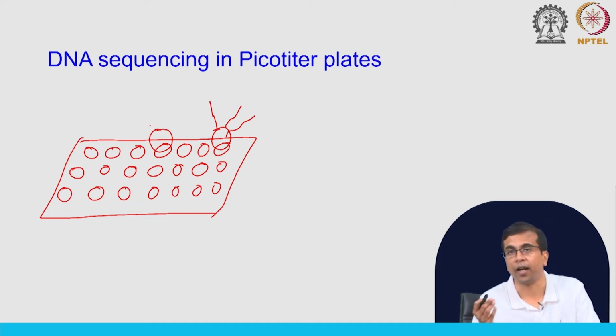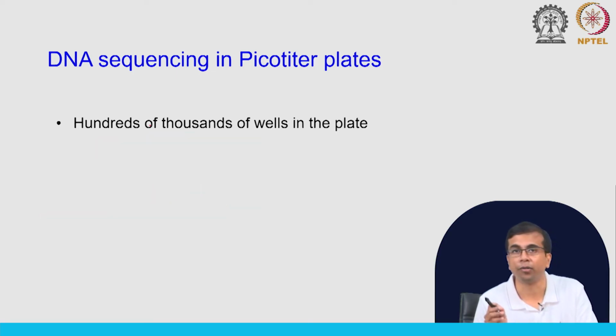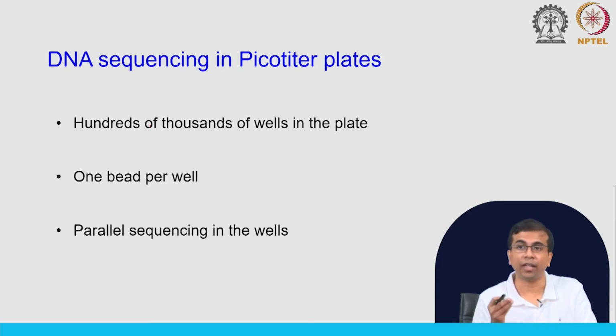Now, you see how this whole process is parallelized. So, how do you actually make it high throughput? You are sequencing 100,000 molecules at once, instead of just one or two. So, as I said, hundreds of thousands of wells in the plate, you can have more, one bead per well, and parallel sequencing happens in these wells.